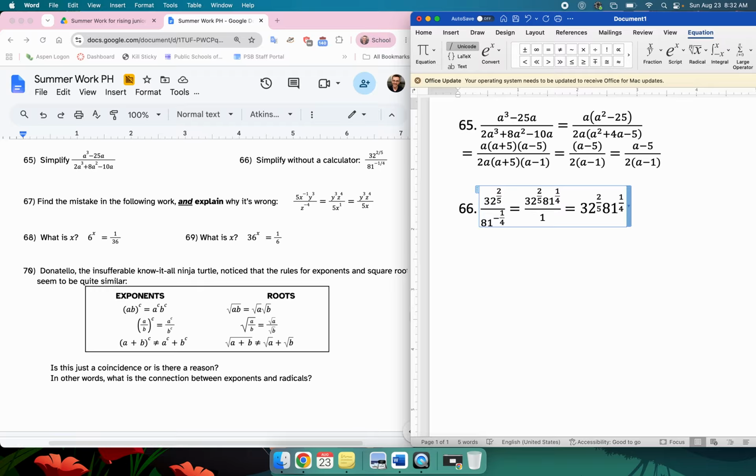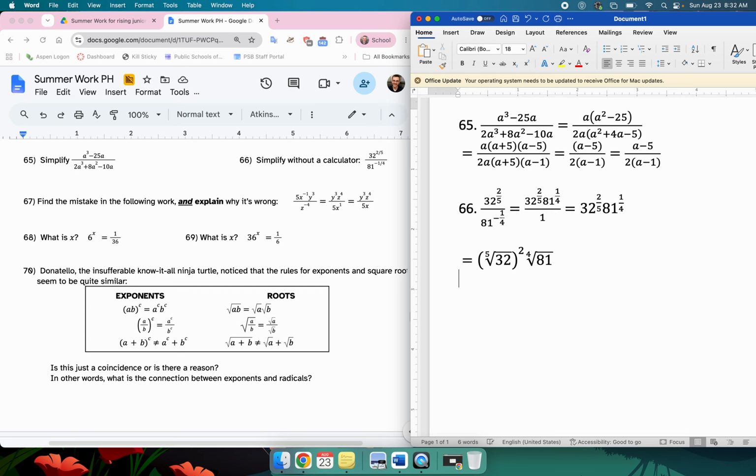And next, you're going to need to use some fractional exponent stuff. So 32 to the 2/5, yeah, that's the 5th root of 32 squared. However, I'd prefer to apply the 5th root first and then square the result. I think that's going to be a lot easier to compute without a calculator. 81 to the 1/4, that's the 4th root of 81, which is 3, I think.